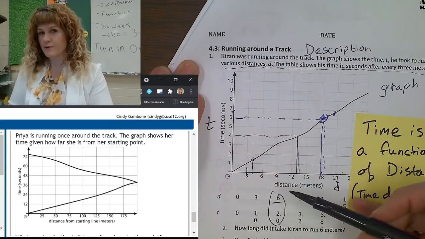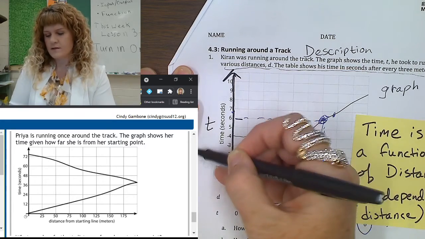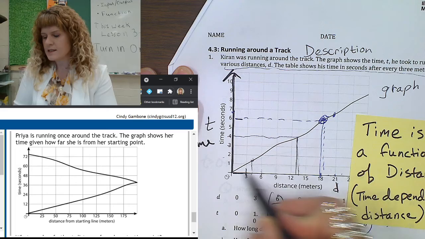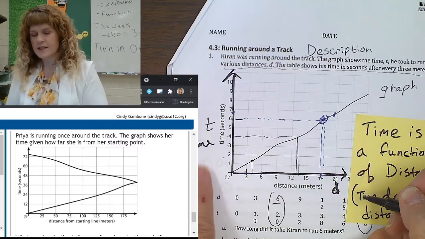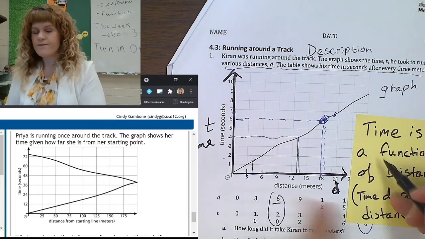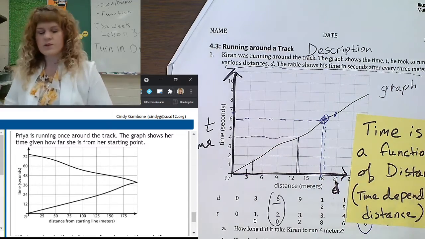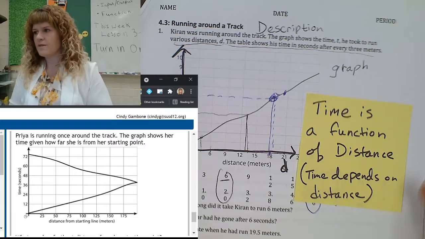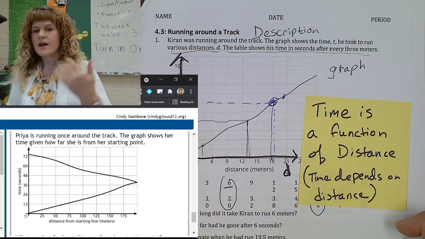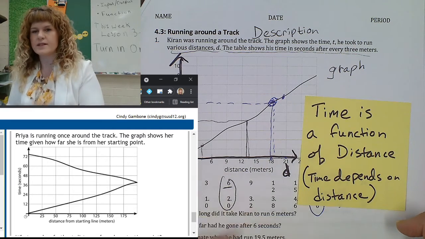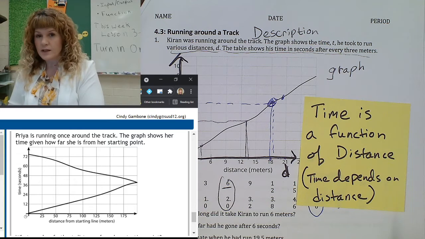The last question that you just finished had time on the y-axis and the distance the runner had gone on the x-axis. And we saw that the time depended on how far they had run. The more distance away, the longer the time took. So we said time is a function of distance. That meant the time it took depended on the distance away from the starting point. The farther the distance, the more time that it took.